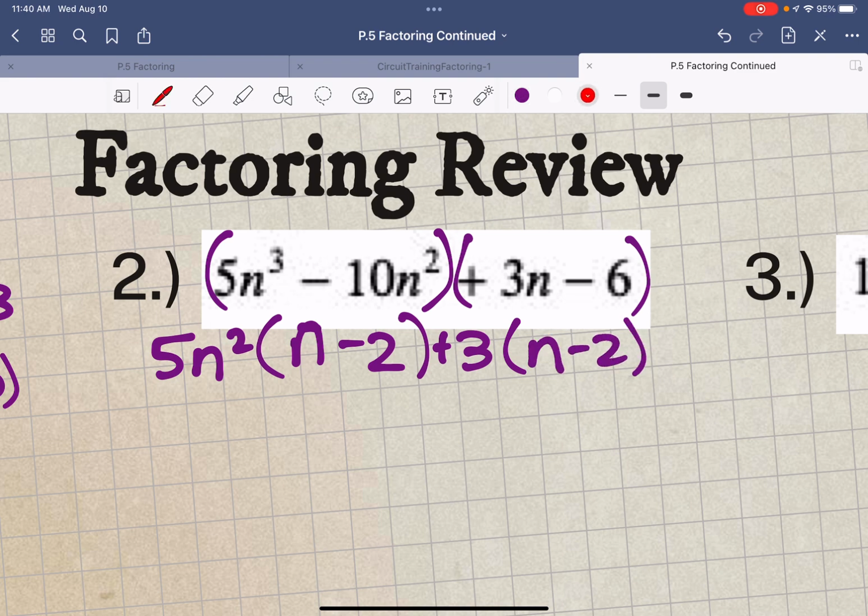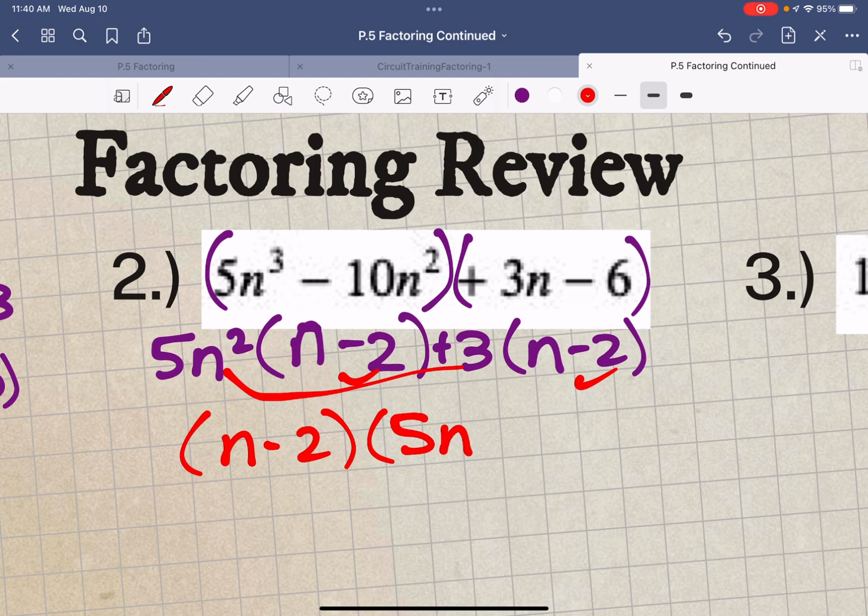And we know we've got that check. Did the parentheses come out the same? They did. So my final answer is that GCF times what's left on the outside, 5n squared plus 3.